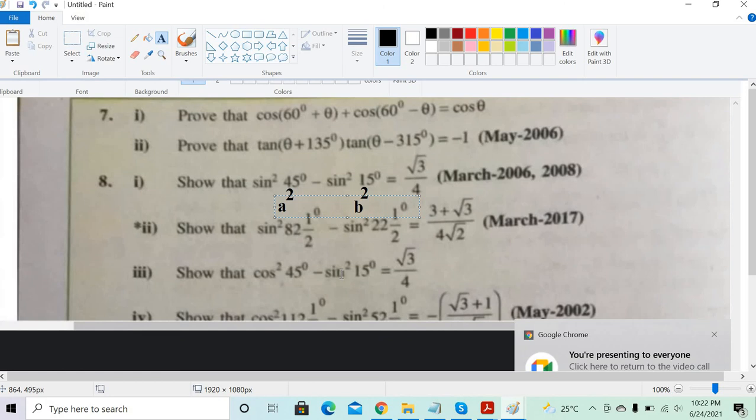Wait, no, sine 30, sorry. Sine 30 is 1 by 2 only. So 105 by 2, we have to do that, right? So that can be written as... wait, no, not sine 30. Sine 60, sorry, my bad. Okay, sine 60 is root 3 by 2.